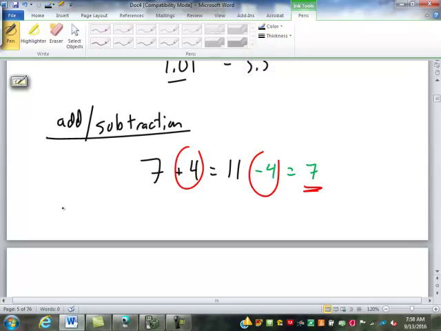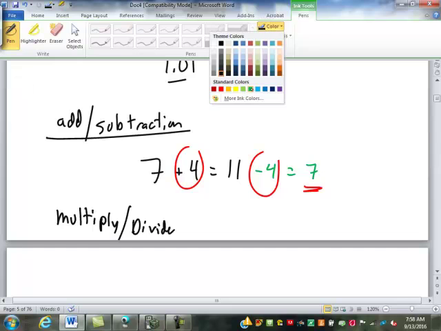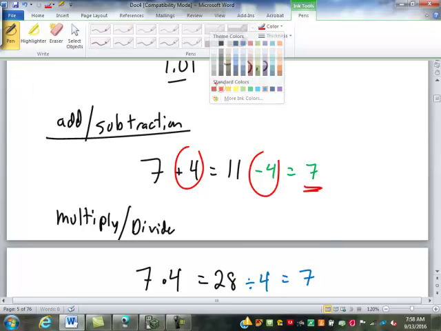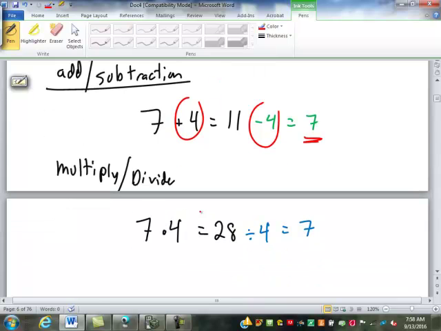I have the same relationship with multiplication and division. If I start out with a number, let's start out with the 7 again. This time, let's multiply it by 4. We get 28. If I want to get back to the 7, I would divide by 4. So the same thing here. Multiplication and division are inverses. If I multiply by a number and then divide by the same number, I'm going to get right back to where I started.